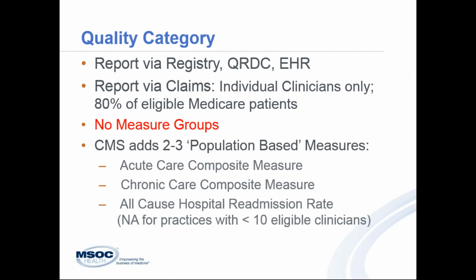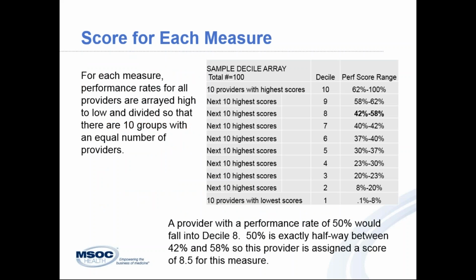CMS will then add to the 6 measures that you have submitted to them, they will add 2 to 3 what they call population-based measures. And these are measures that are largely around inpatient services. They're the same outcome measures that were added in to the value-based modifier program on the quality side from CMS. They did say that the all-cause hospital readmission rate would not be calculated for practices that have less than 10 providers. So that's why some will have 2 added and some will have 3 added to the 6 that they report.